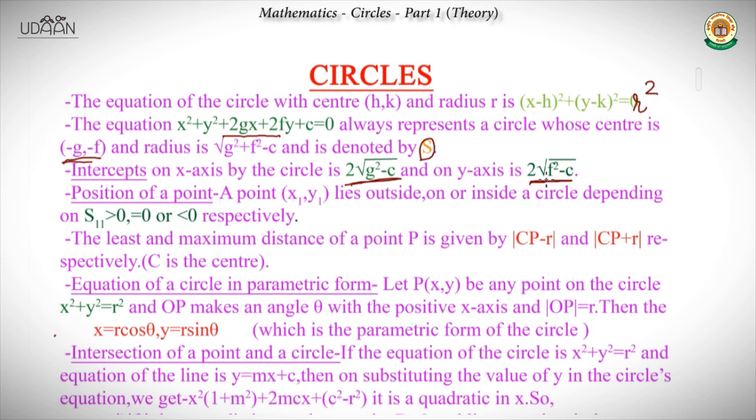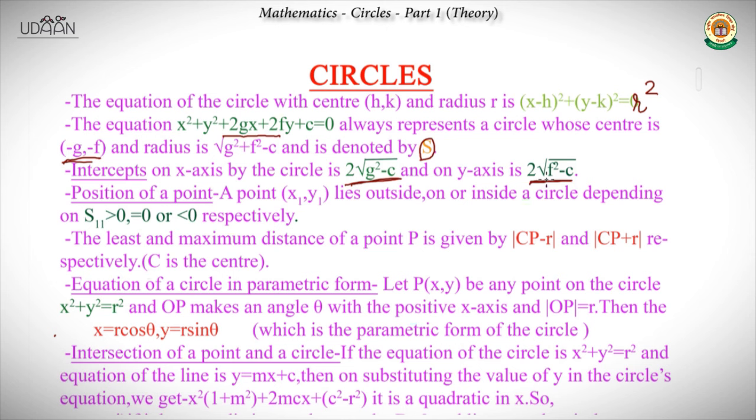Actually, I'd like to stop you there. We have this formula for radius to be root over g square plus f square minus c. Now this is a term under the square root. So what if it is negative in the radius term? Then the radius would be imaginary, which means that the circle does not exist. It's an imaginary circle.